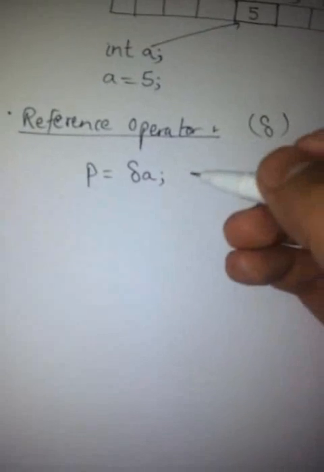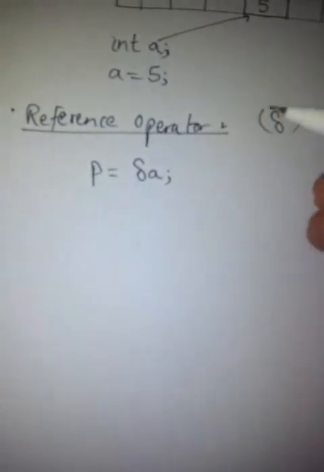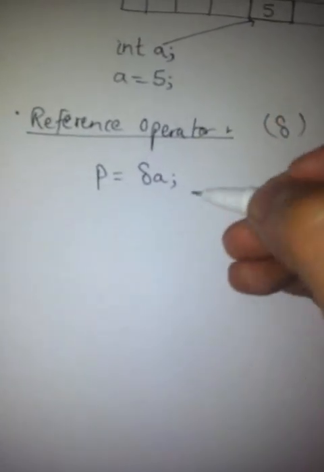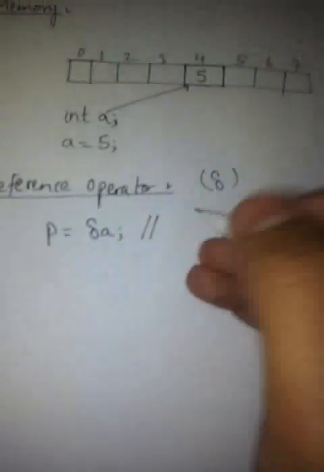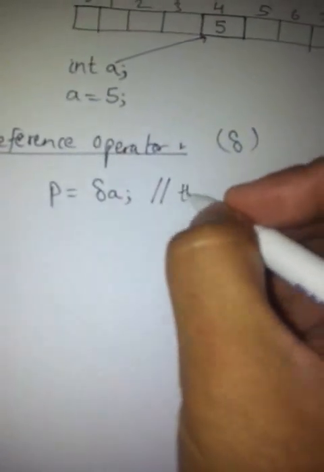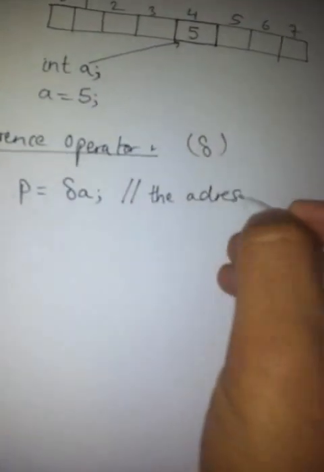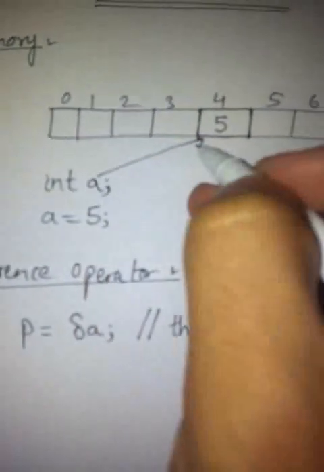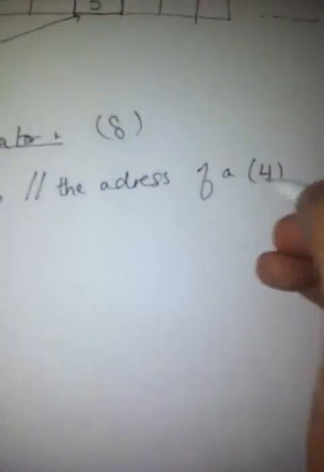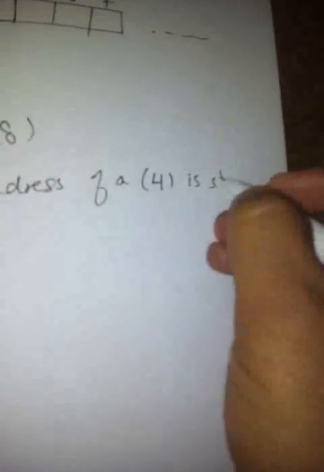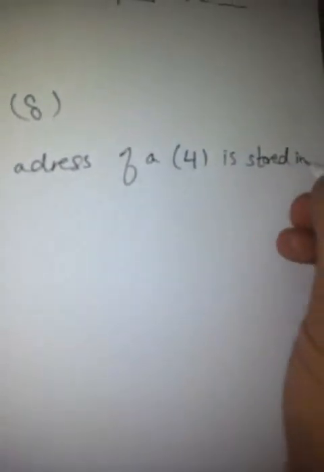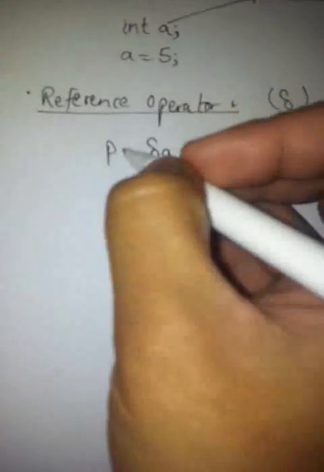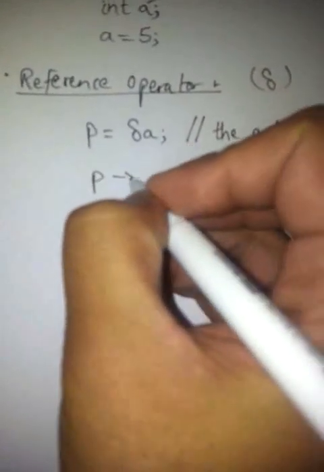Now, when this instruction gets executed, what does it mean? It means that the address of a, which in this case is 4, is stored in p. So p is basically pointing to a.